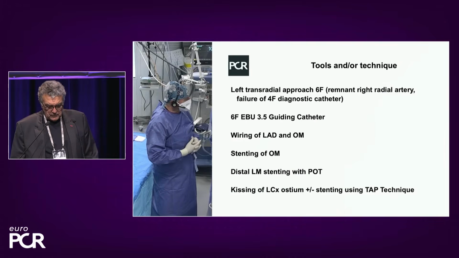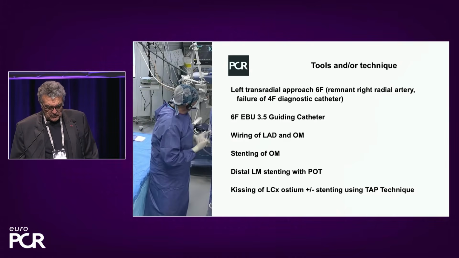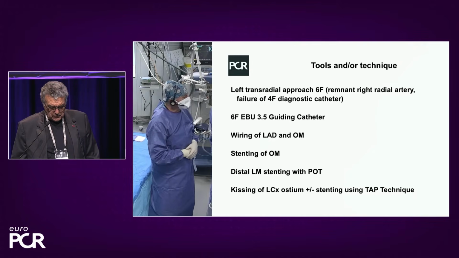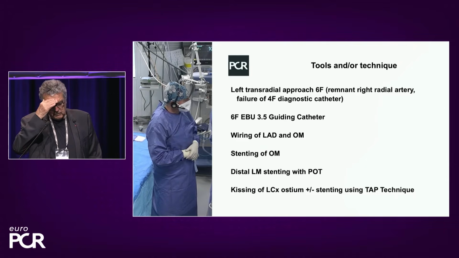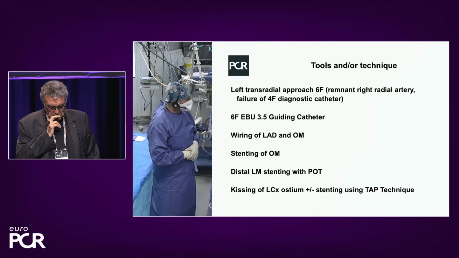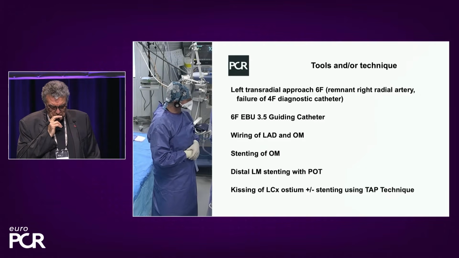And so the topic of today is to do the left main and the first marginal. This will be done by left transradial approach. As I said before, this patient has a remnant right radial artery, and there was a failure even to advance a 4 French diagnostic catheter. We'll use a 6 French extra backup 3.5.